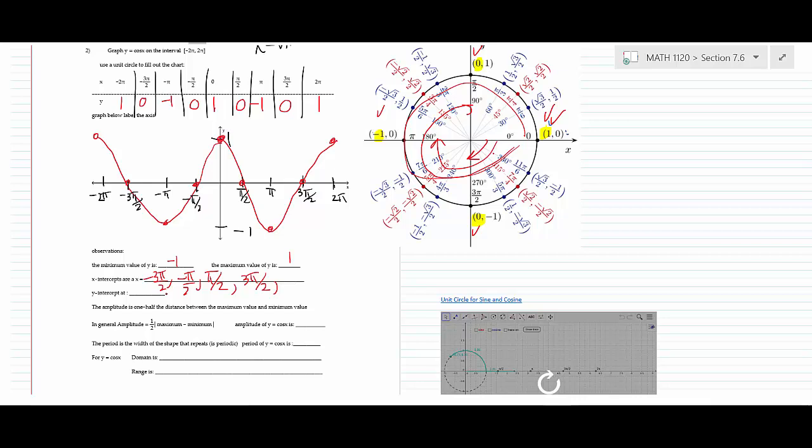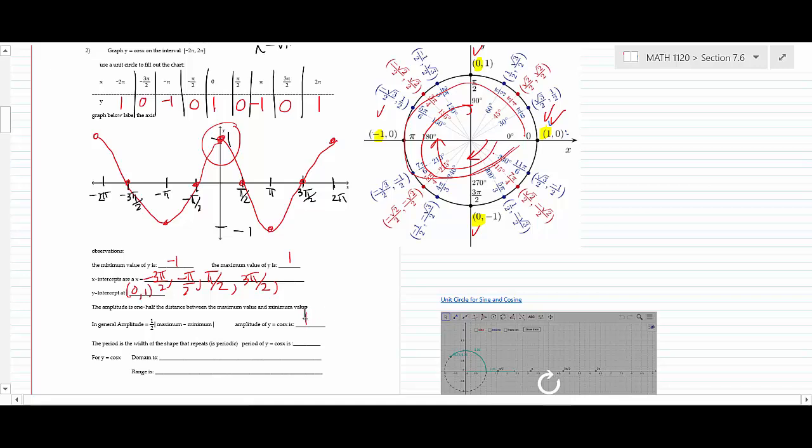These things always have patterns. So it's odd pi over 2. That's how that goes. That's where your x-intercepts occur on a cosine. And then the y-intercept this time is (0, 1). So that's your y-intercept.